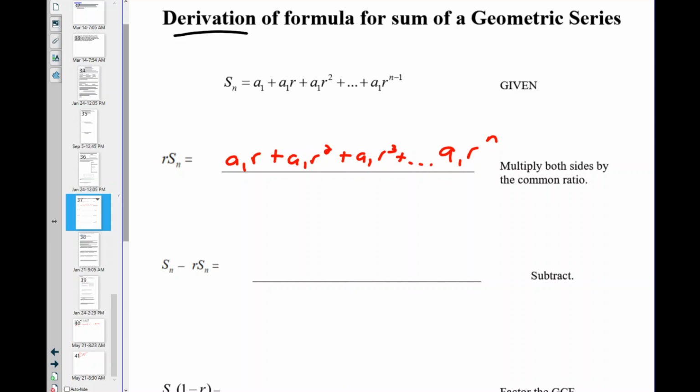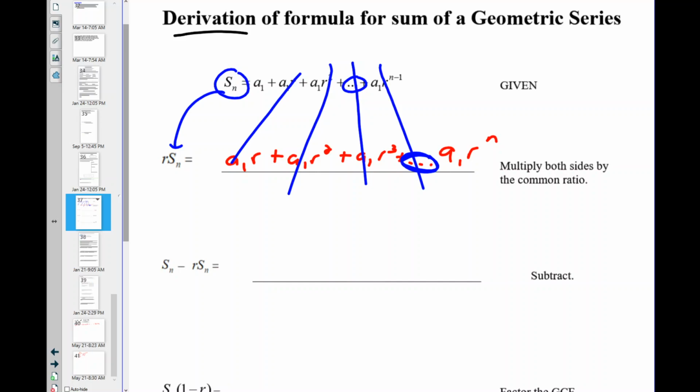Okay, what does the next step say to do? Subtract. Specifically, if you look, they want us to subtract this minus that. Well, if you do that, look, this a sub 1 r cancels. This cancels. Even though you don't see an a sub 1 r to the third, that would be in this little dot dot dot because we're leading up all the way to the end. This would cancel. Even this a sub 1 r to the n minus 1, that would be within this dot dot dot. That would cancel out too. So the only thing that would survive this subtraction would be the first a sub 1 that was over here minus a sub 1 r to the n.